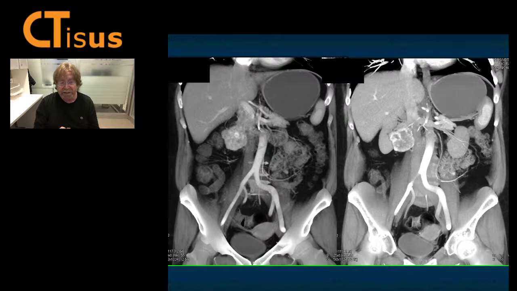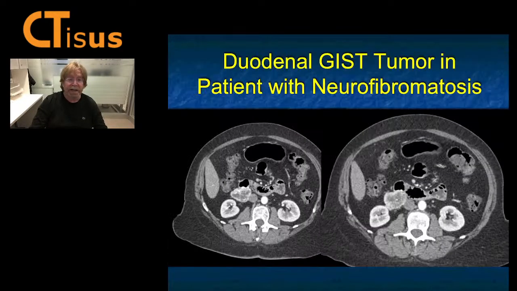GISTs are commonly exophytic. Neuroendocrine tumors are less exophytic. They're in the wall, in the lumen, but they're vascular. And this was resected, and it was a GIST tumor. This patient had neurofibromatosis. They more commonly will get GIST tumors.